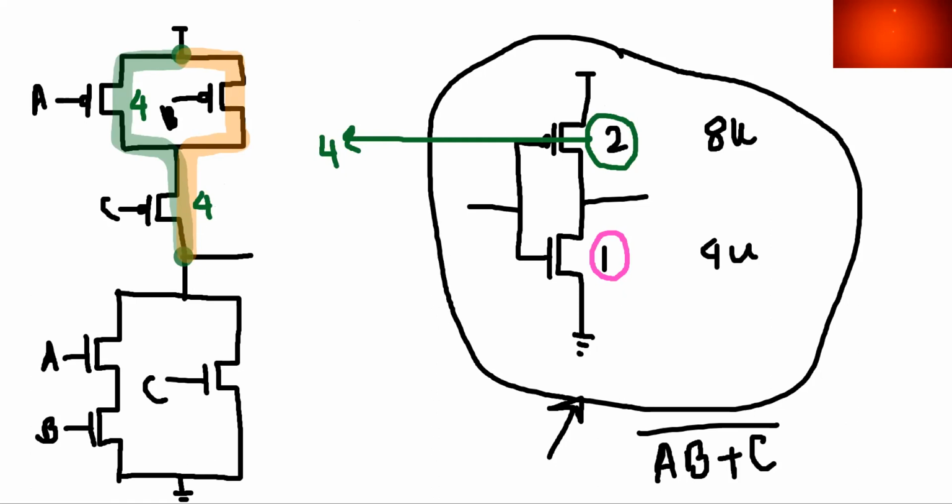Now consider the orange one, that means the yellow one. How many MOSFETs do you have? This one and this one also, so 2, right? B, C, 2. So your 2 will be multiplied by 2 again. 2 into 2, 4. So this one will be 4, and then this one will be 4 as well.